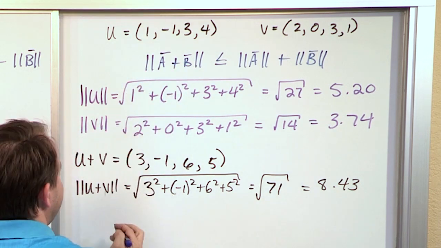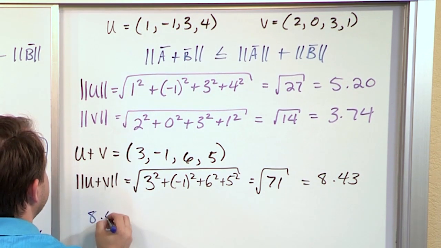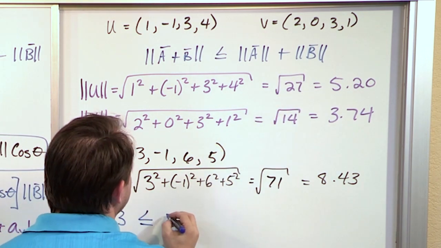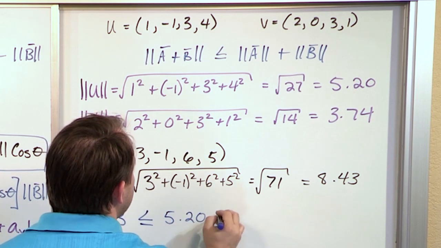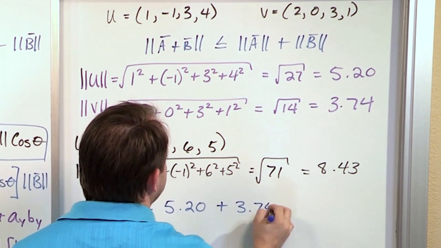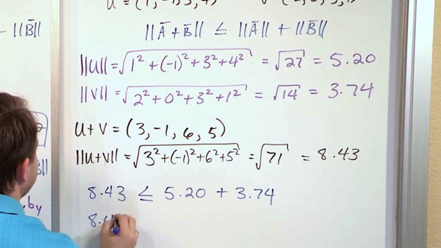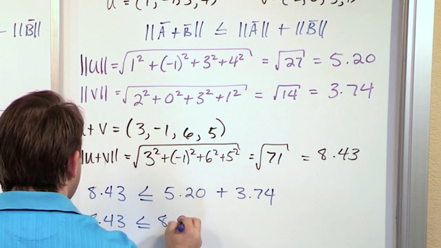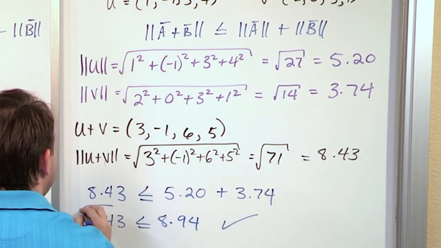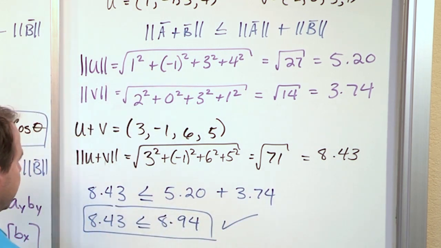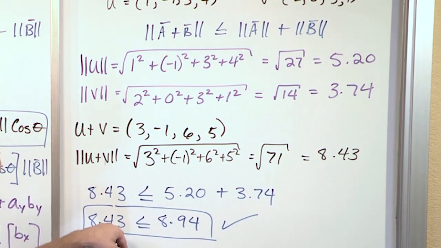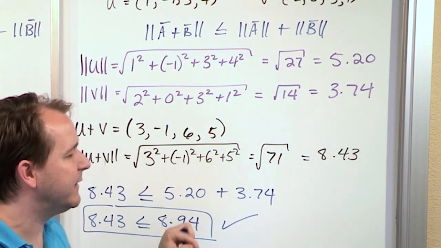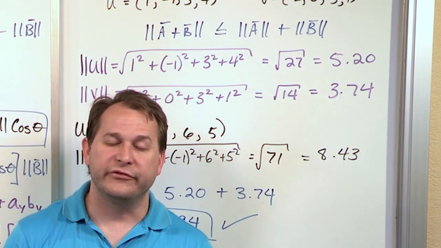So the magnitude of u plus v should be 8.43. We're claiming that that should always be less than or equal to the magnitude of u, 5.20, plus the magnitude of v, 3.74. When you add these together, you get 8.94. So in this particular case, the triangle inequality is satisfied, because the magnitude of the vector sum is less than the individual magnitudes added together.